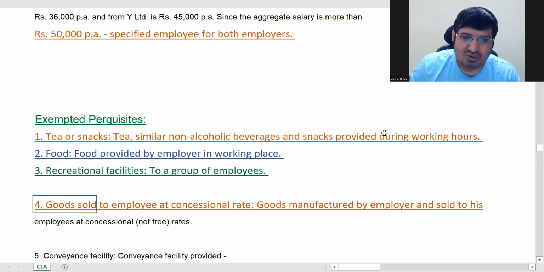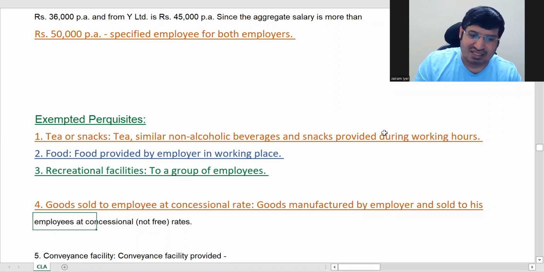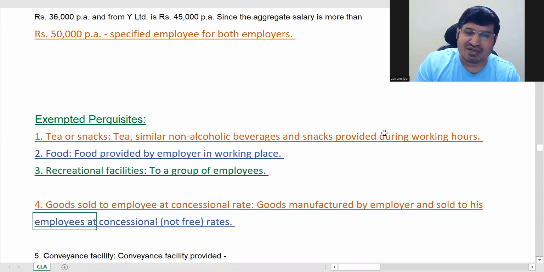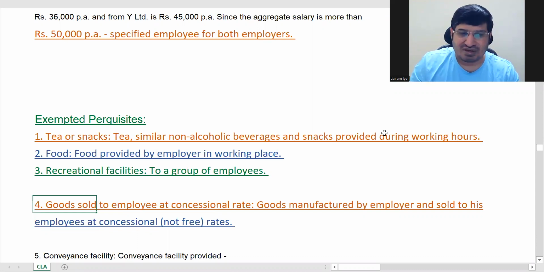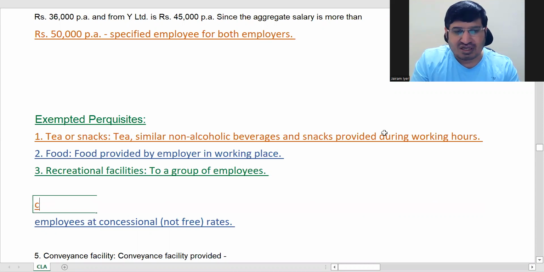So, goods sold to employee at concessional rate. Okay. And yahan pe yaad rakhna hai, not free. Free comes under perquisite. Okay, this is under concessional rate. Right. So concessional rate means if the cost of production of that good is say 100, employer is providing at 40.